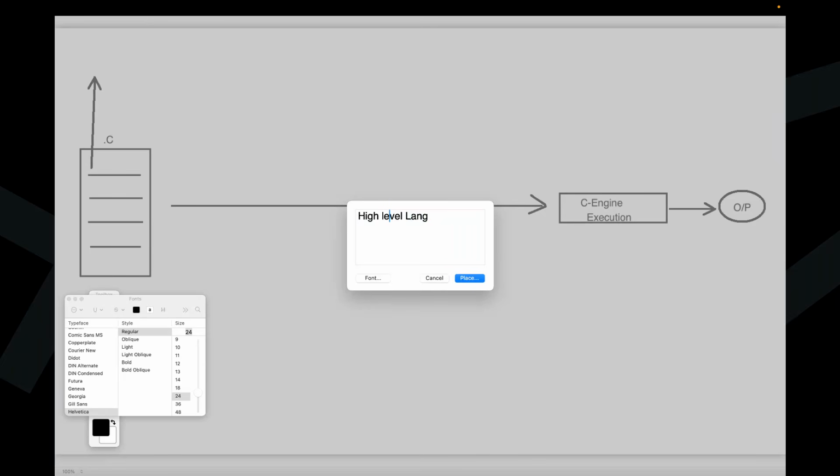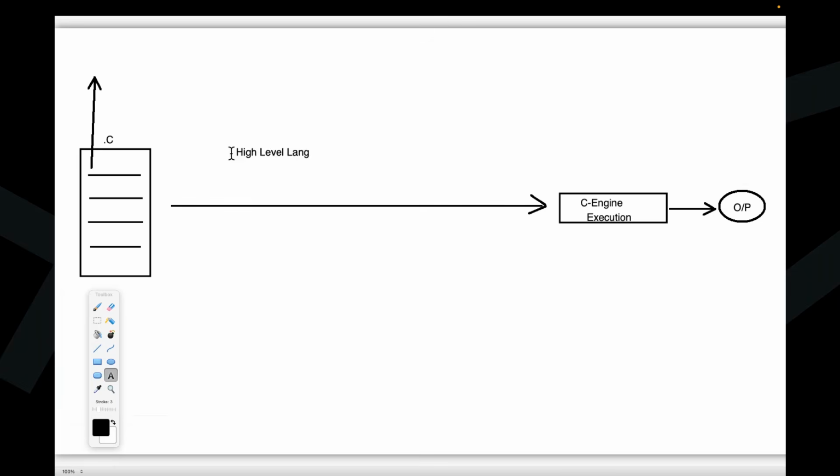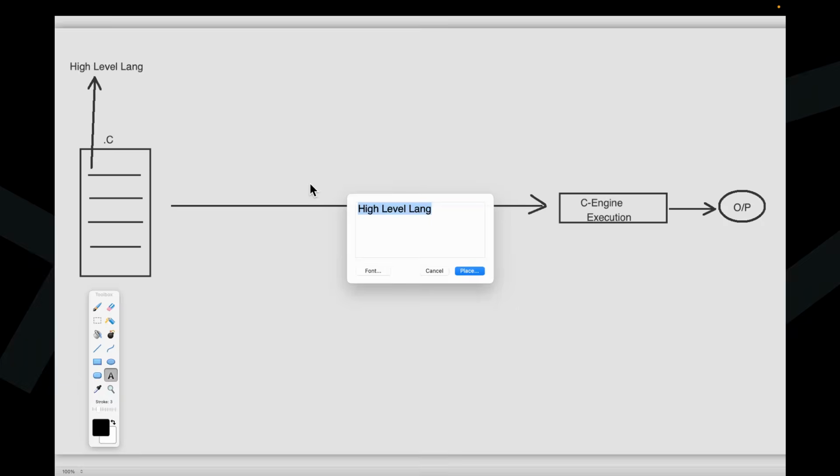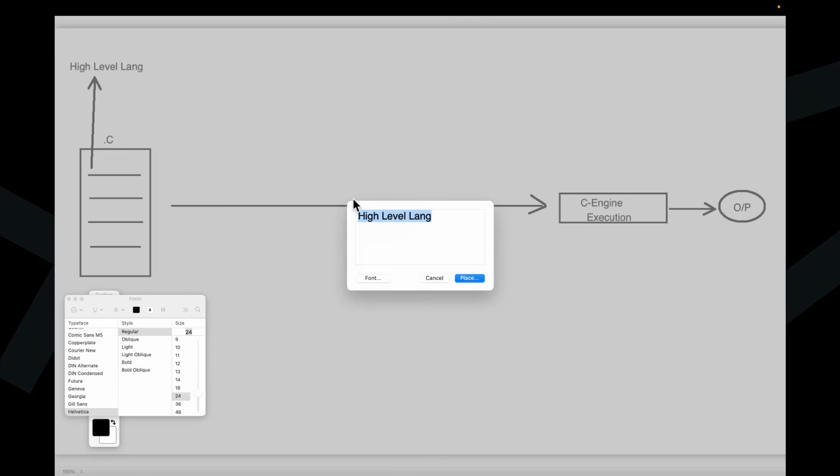That understandable language is the high level language. In a high level language only, programmers or developers are able to write C programs. That is high level language. Can you tell me some examples of high level language? C programming language, Java, maybe C++. All these are high level languages only.